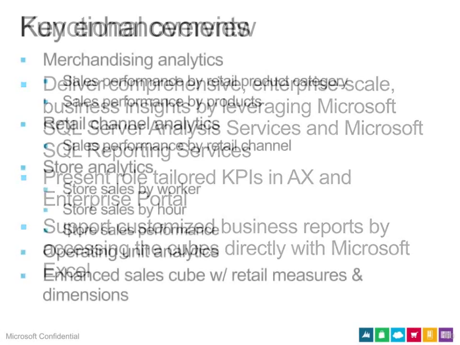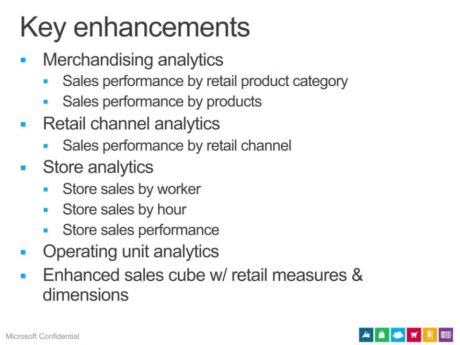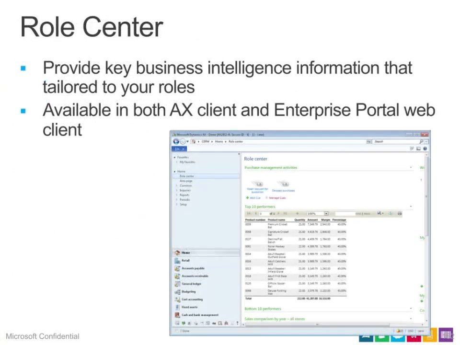We did quite a bit of enhancements as part of AX 2012. We have reports for merchandising, retail channels, stores, and operating units. More important, we enhanced the sales cube. Role center. You probably already see this, and I'm not sure if it's a sales track or a list track. There's a role center defined. You can see your report here.